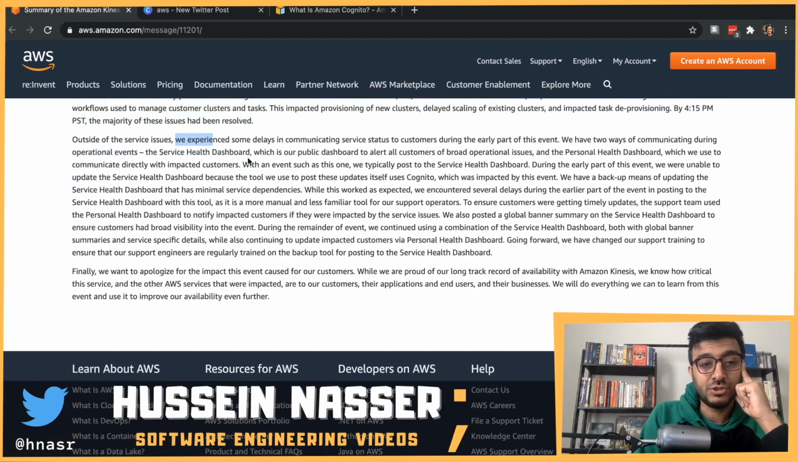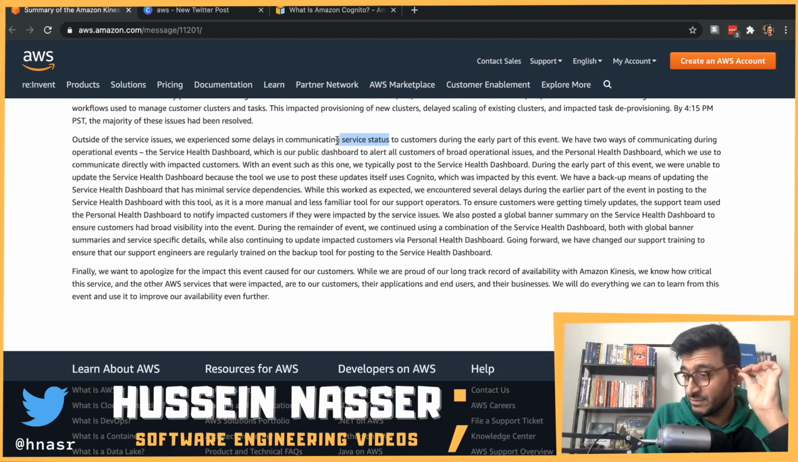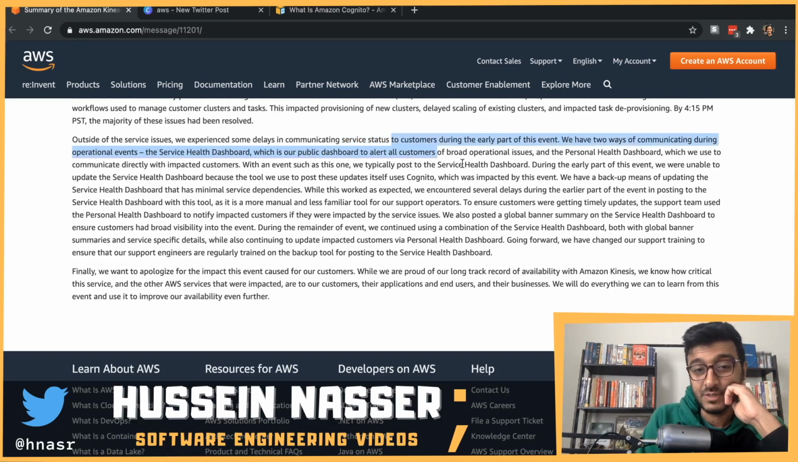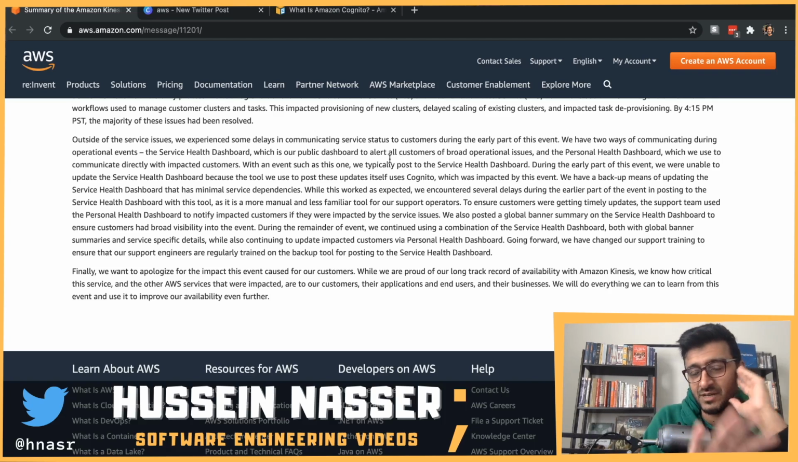Outside of the service issue, we experienced some delays in communicating service status. Yeah, I saw that. Like, we cannot even tell you that the service is down because our service... I'm gonna kill myself if the service status page depends on Kinesis. Let's read this out. By the way, I didn't read this bottom part. I only read the interesting part, the beginning. So I'm reading this for the first time with you.